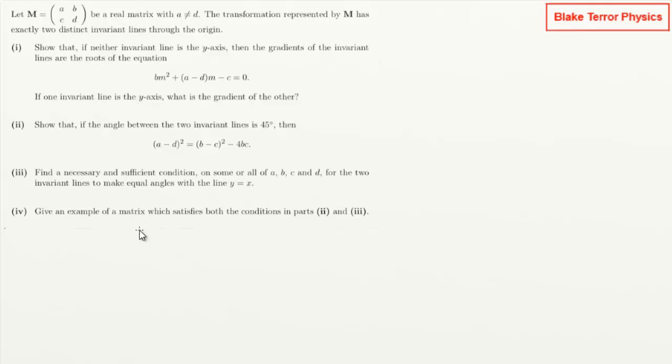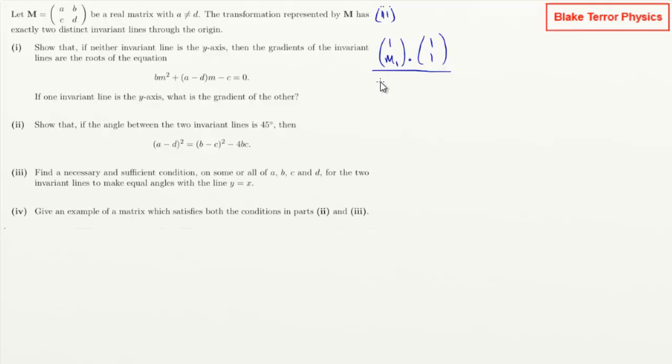On some or all of A, B, C, and D, there are two invariant lines that make equal angles with the line y equals x. Right, okay, that doesn't sound too bad. That's kind of similar to what we've just done, because we'll be saying that if we've got one line which is (1, m1), and I dot that with (1, 1), which is the y equals x line, they've got to make the same angle, so I've got to divide by the magnitudes of each one of these.